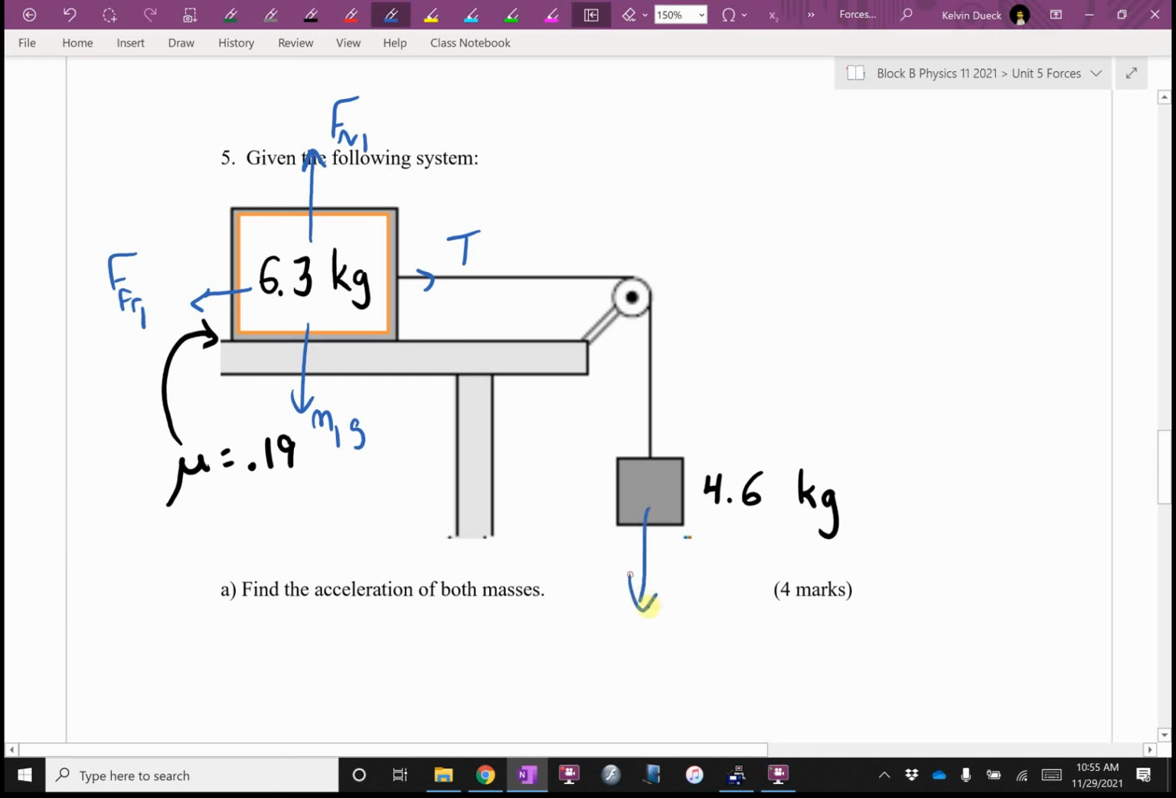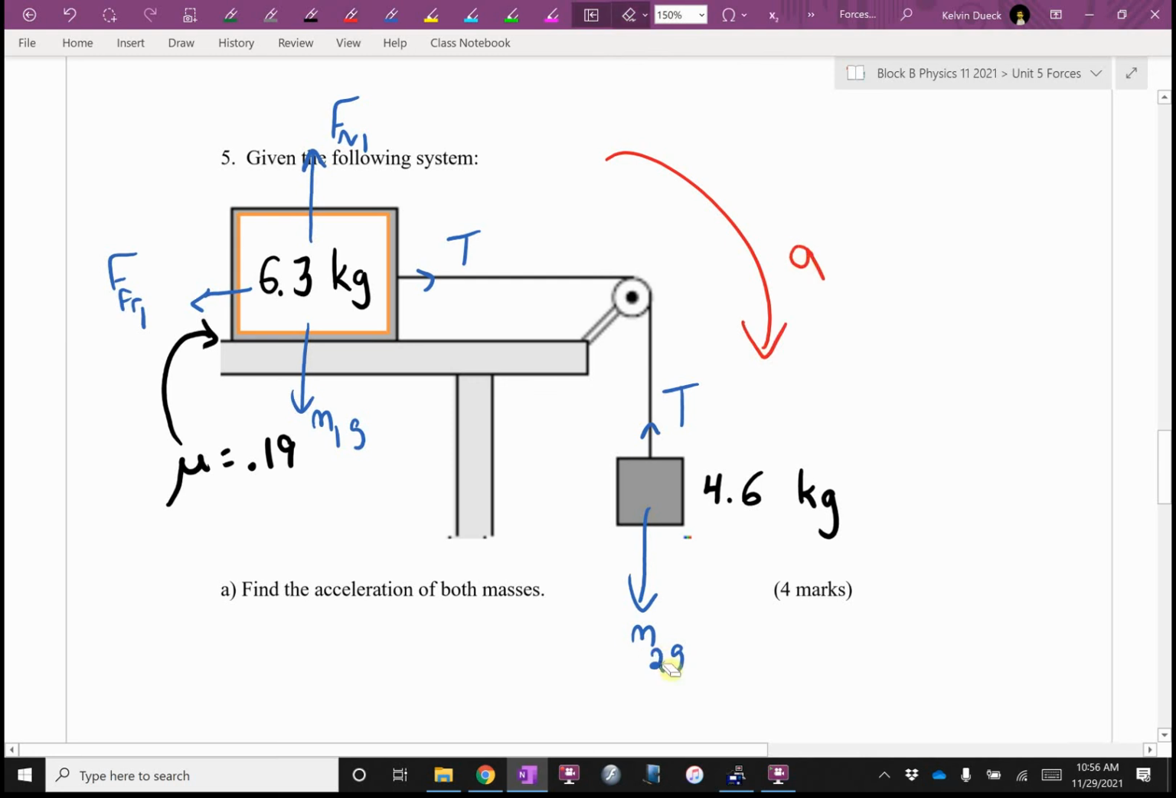M2G, tension. Is there a normal force under M2? Nope, it's not sitting on a surface. Who's winning? There's no way that a box on its own will just start crawling left, lifting this up. Either friction is so big that no one's winning, I'll find that out if I get a negative acceleration, or we're accelerating right and down.